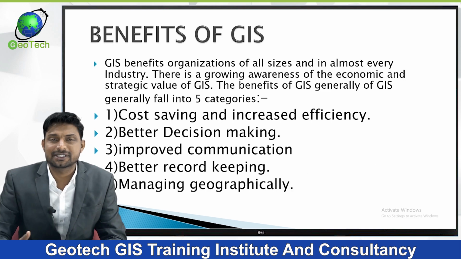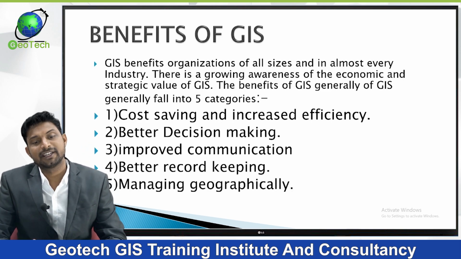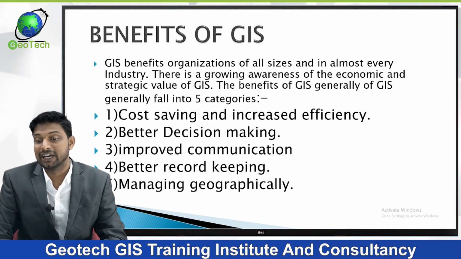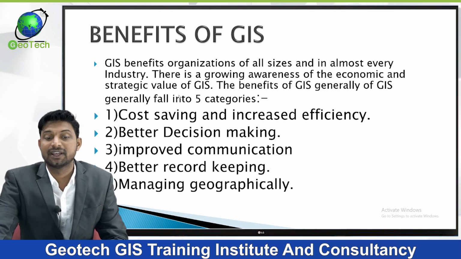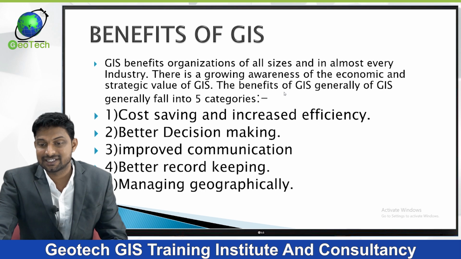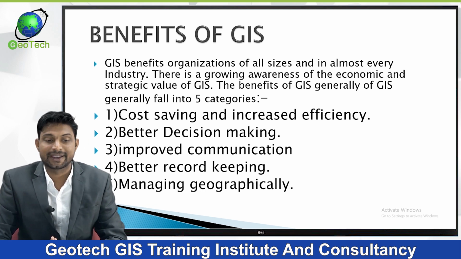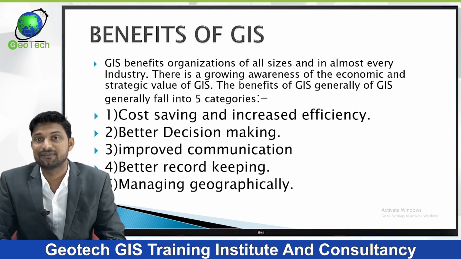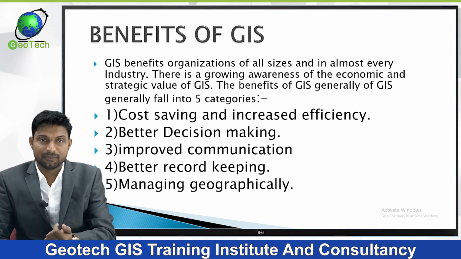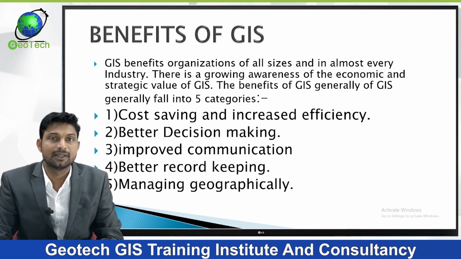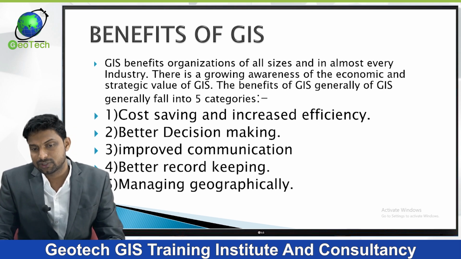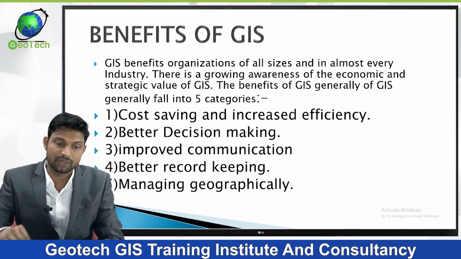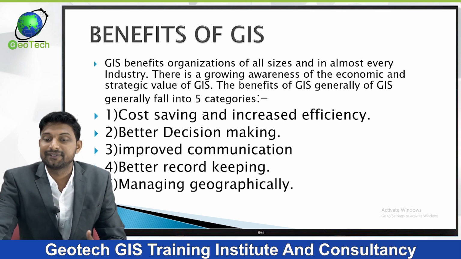Now we'll see the benefits of GIS. GIS benefits organizations of all sizes and almost every industry. There is a growing awareness of the economic and strategic value of GIS. The benefits of GIS generally fall into 5 categories. First is cost saving and increasing efficiency. Before going to the field, we can do a pre-field survey, which saves cost. Going to the field costs a lot, but before going we can generate a lot of knowledge. So this is cost saving and increasing efficiency.